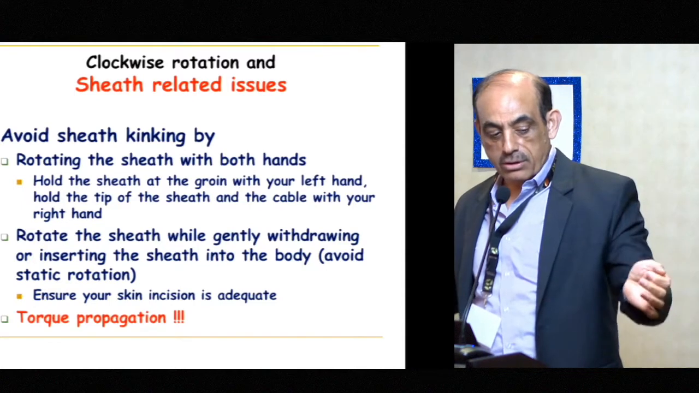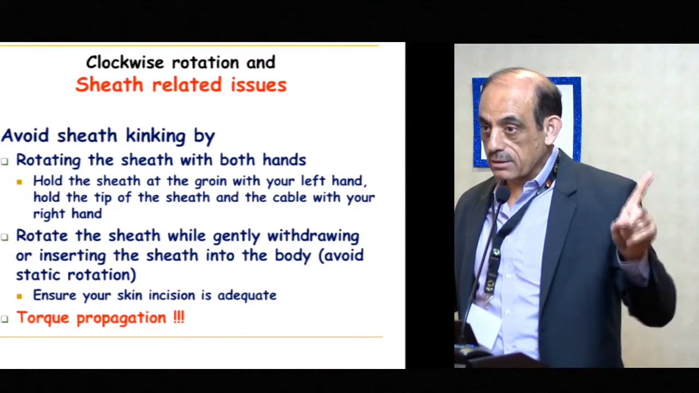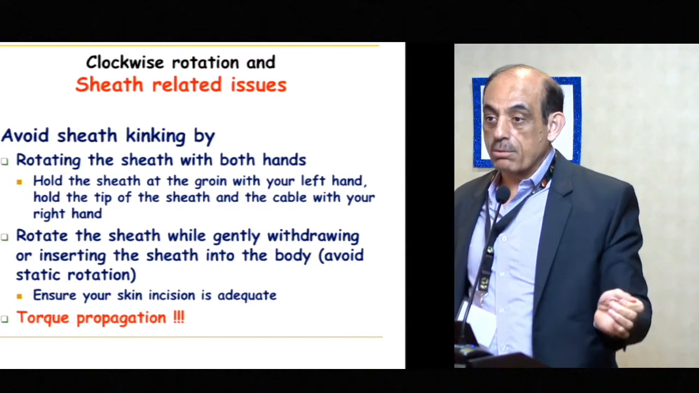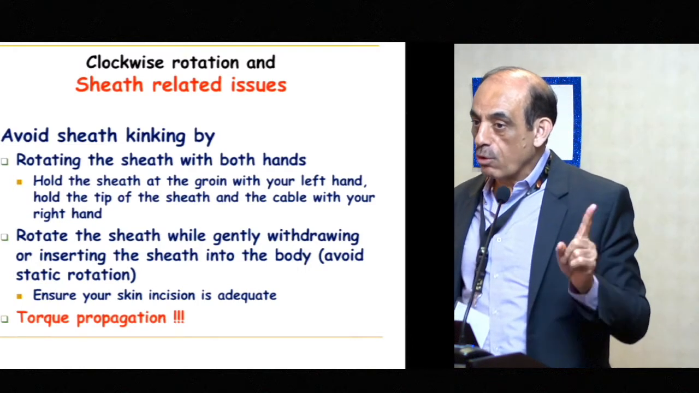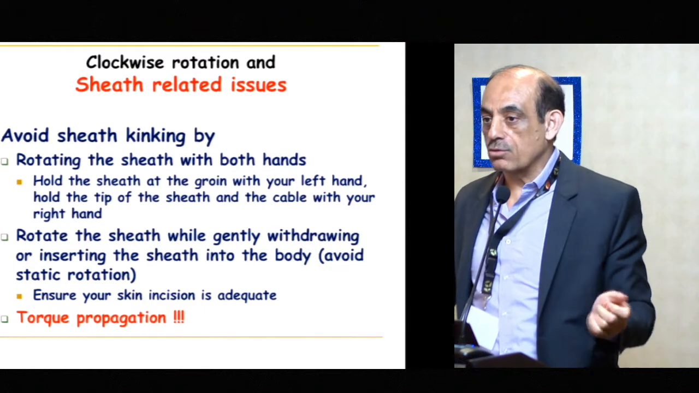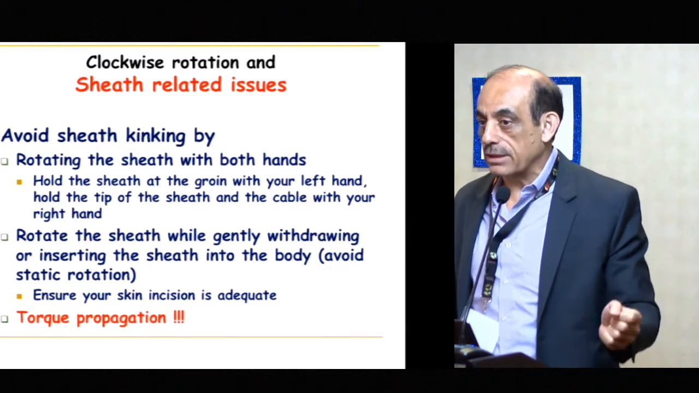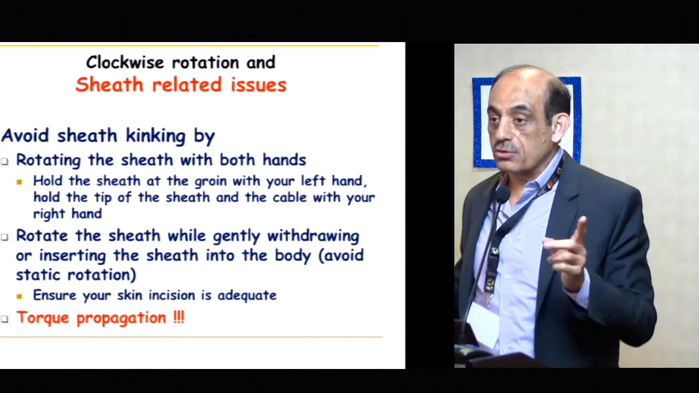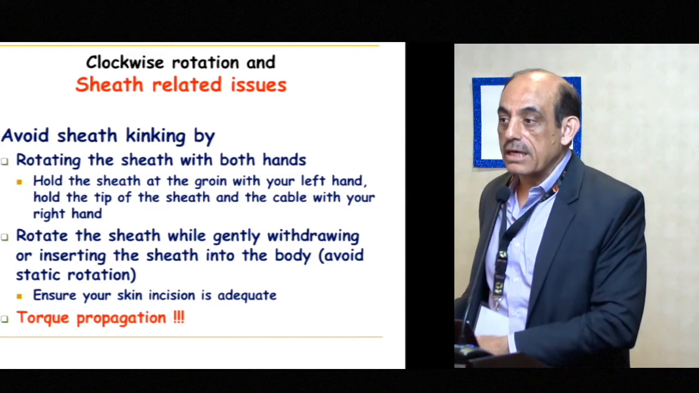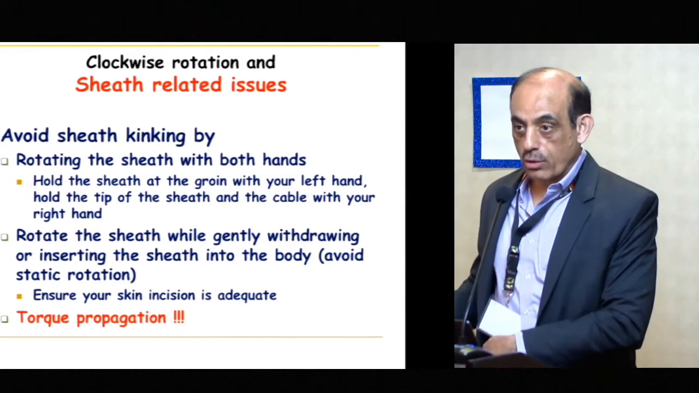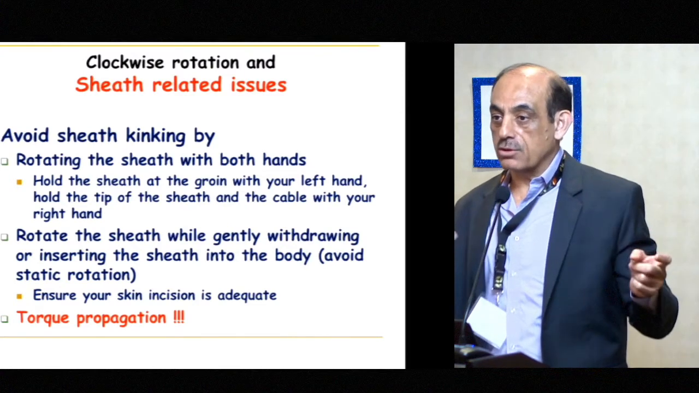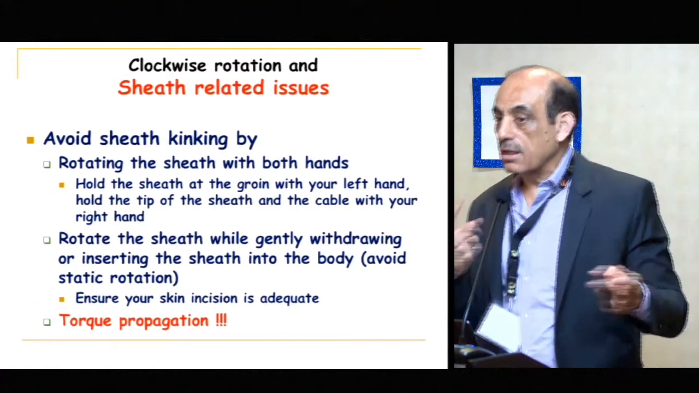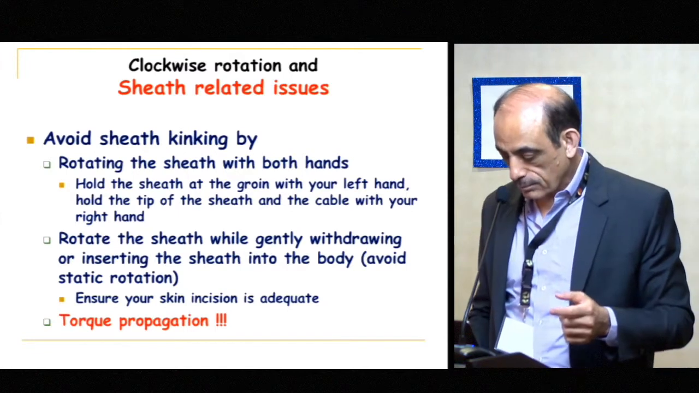So what you're going to do is maybe advance or pull, whichever way, depending on the depth of the sheath. Pull, and then while you're advancing the sheath, you rotate. So do both movements simultaneously. Not rotate and advance, not advance and rotate. Do it simultaneously. When you do it simultaneously, you're going to be able to propagate the torque from the groin all the way to the tip. And that's what you want. You want the tip of the sheath to rotate, not outside rotation.